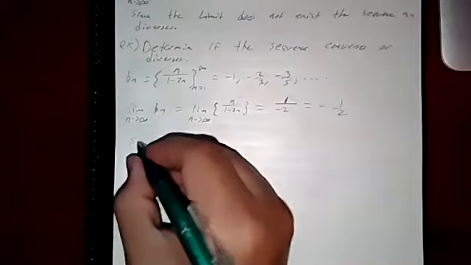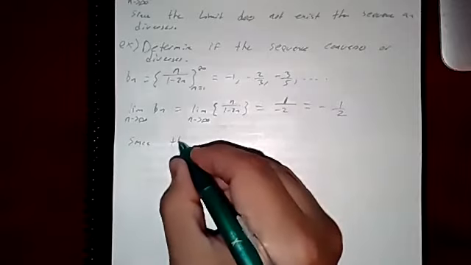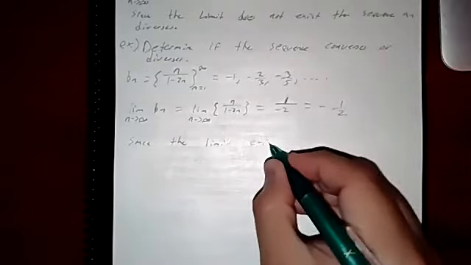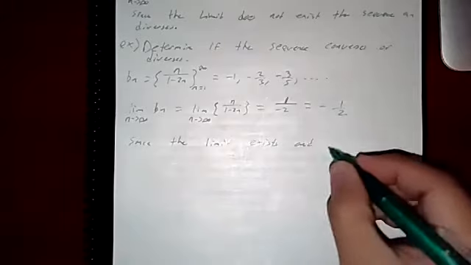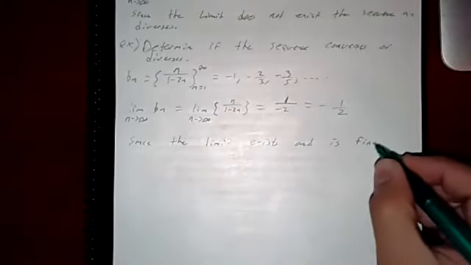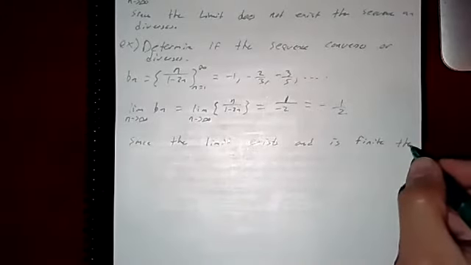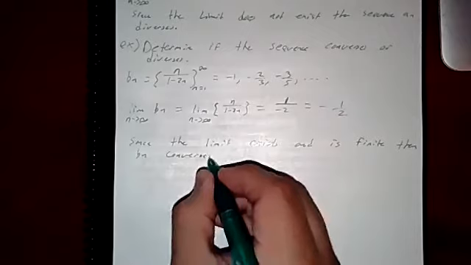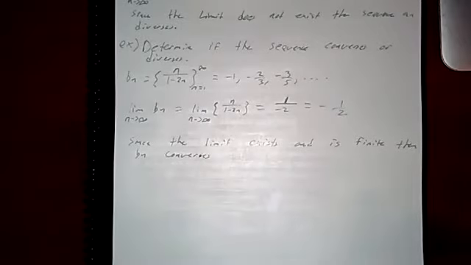So you would say, since the limit exists and is finite, therefore b sub n converges. Any questions on this one?